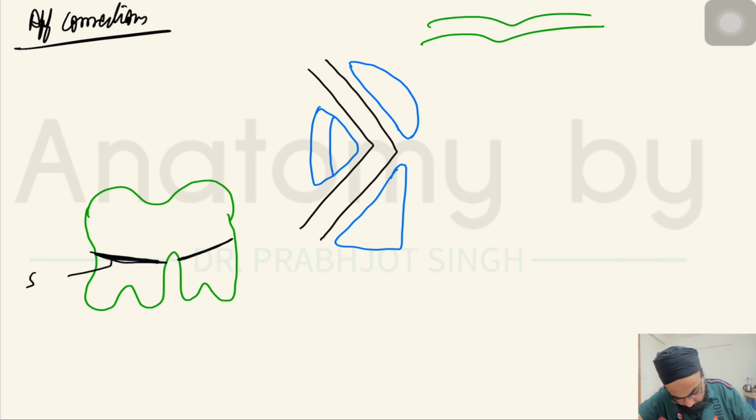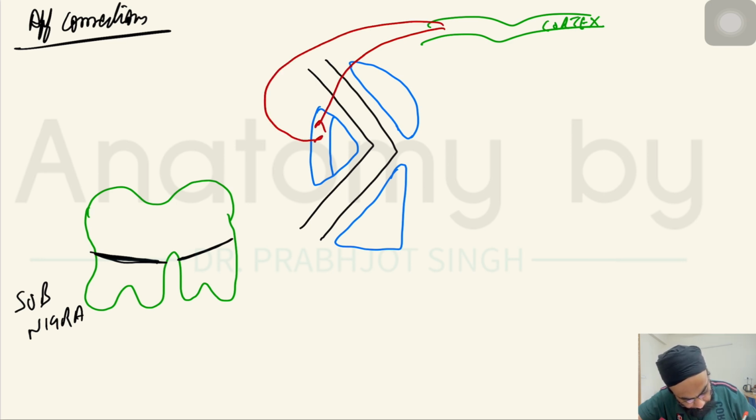This is substantia nigra, and this is basically your cortex. So from cortex, the input is relayed into putamen via internal capsule and external capsule. So these are known as your corticostriate fibers.